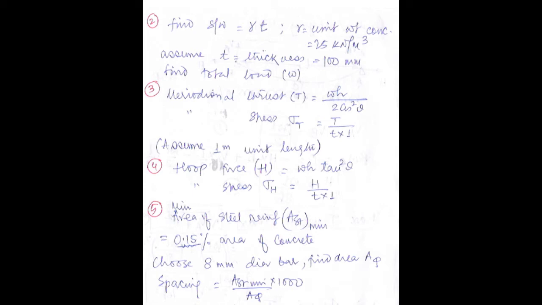Step number 5 is minimum area of steel reinforcement. AST min is given as 0.15% of the area of the concrete. Now choose 8 millimeter diameter bar, and you can choose any diameter, I mean 10 millimeter, 12 millimeter also, but minimum you choose the 8 millimeter diameter bar, and from there you find the area of one bar. That is pi by 4 into 8 square. You can find area of one bar, that is A phi. And spacing finally is found by AST min divided by A phi into 1000. So by that way you can find the spacing between the bars also.